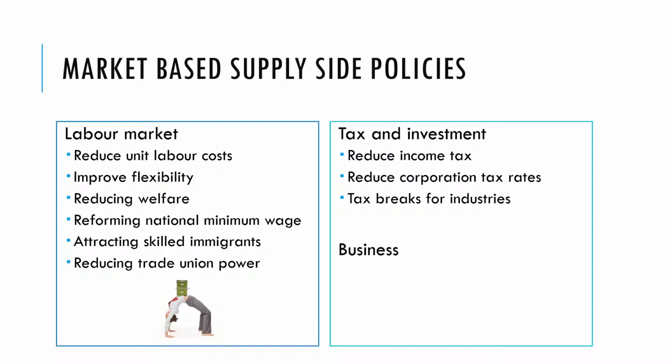And lastly, we have some market-based supply-side policies that are related to business. Privatizing businesses or deregulating businesses, removing the rules and restrictions as to what they can do, would potentially encourage them to produce more. Again, privatization, allowing private individuals to own businesses and pursue profits, would create an incentive for them to increase the scale of production.